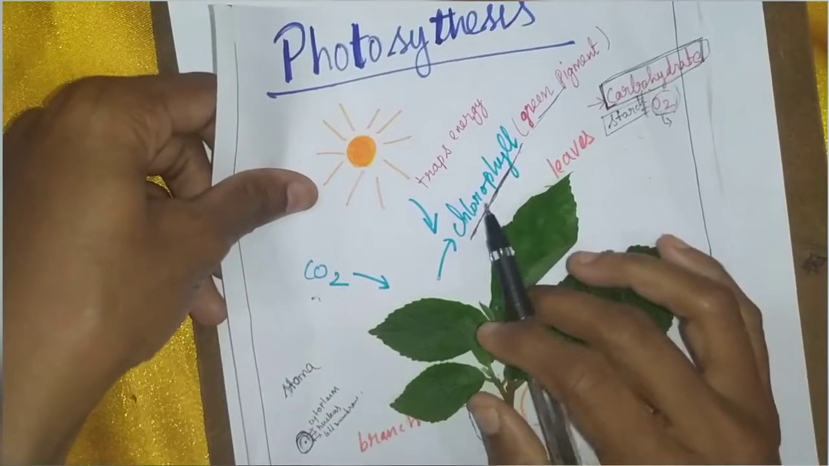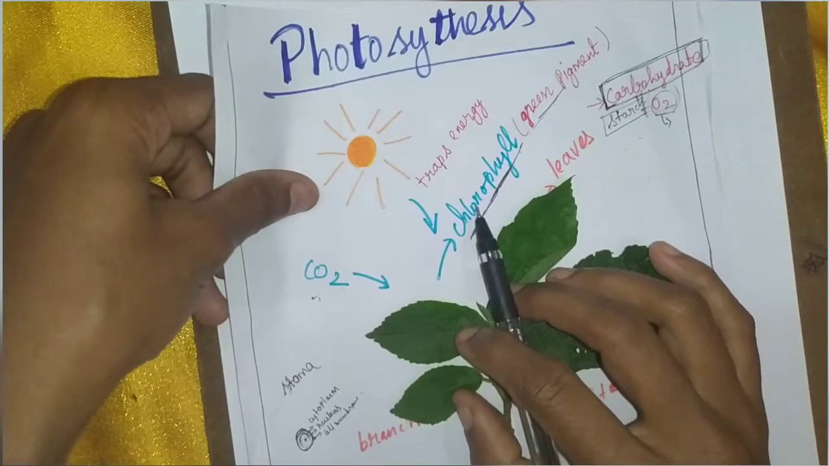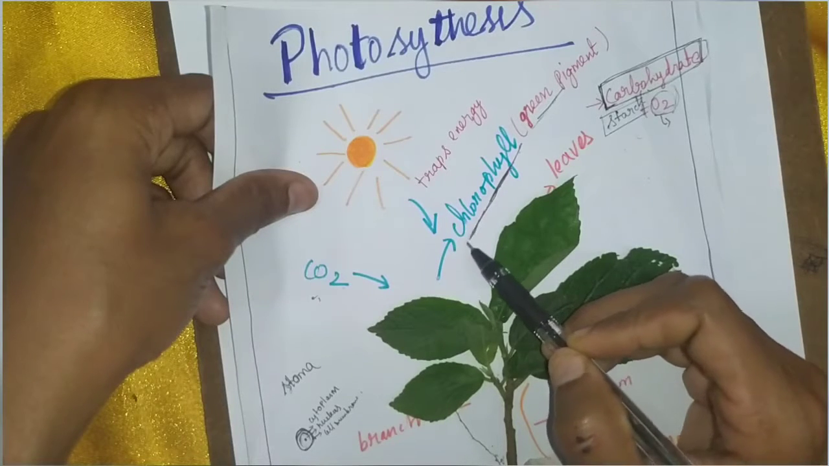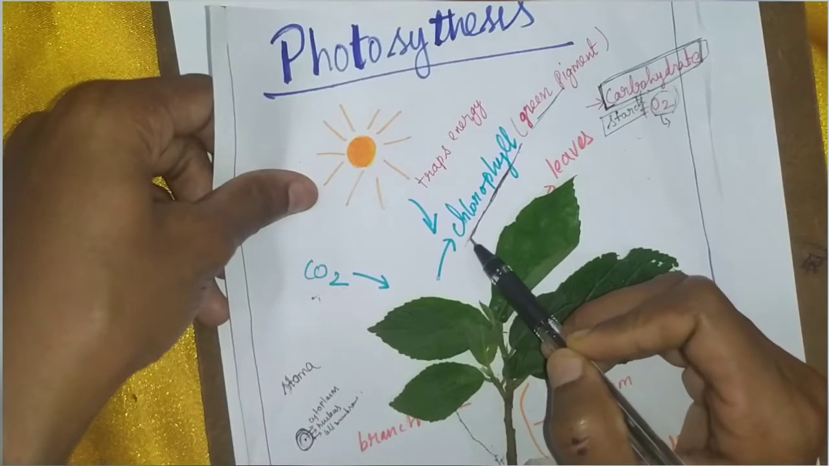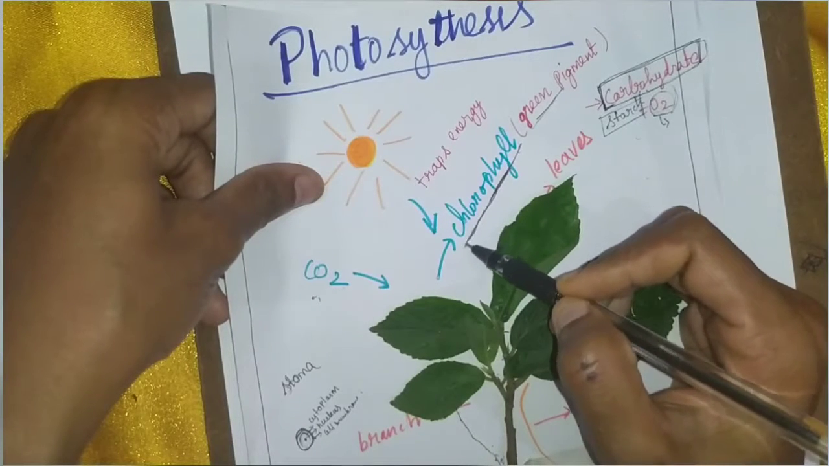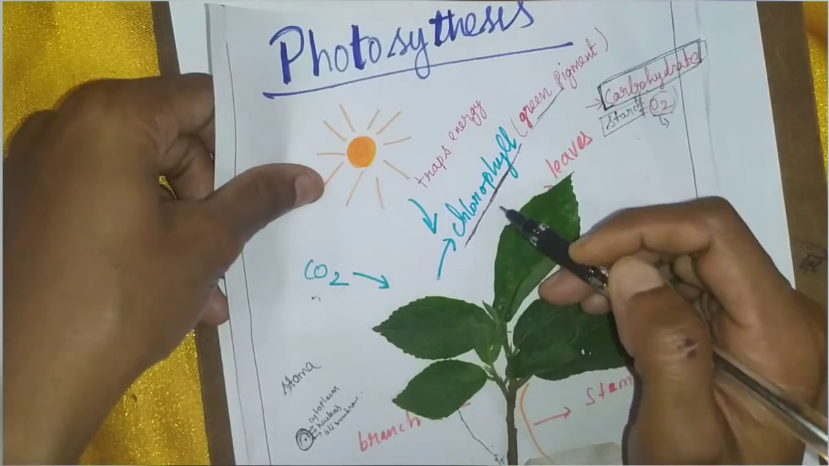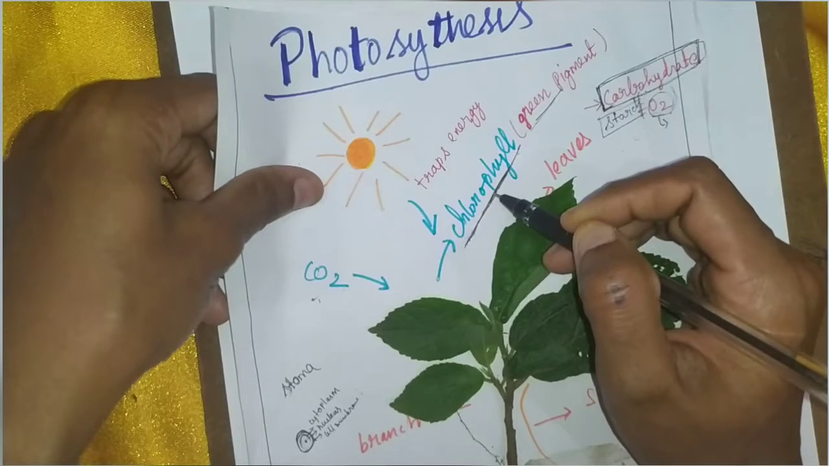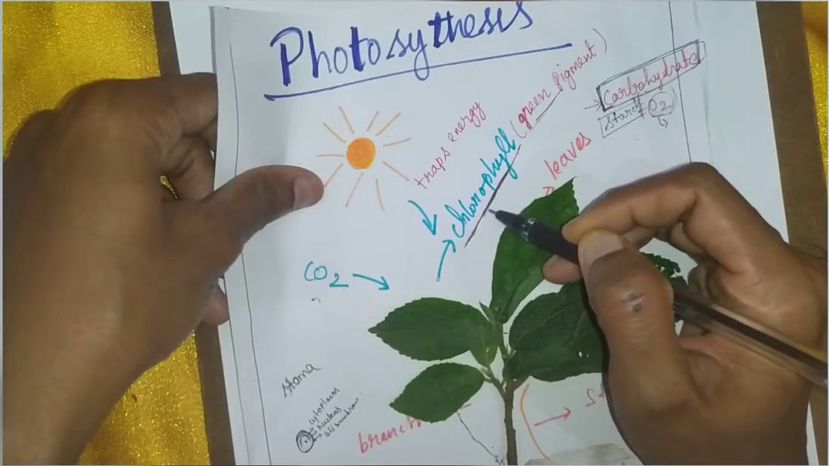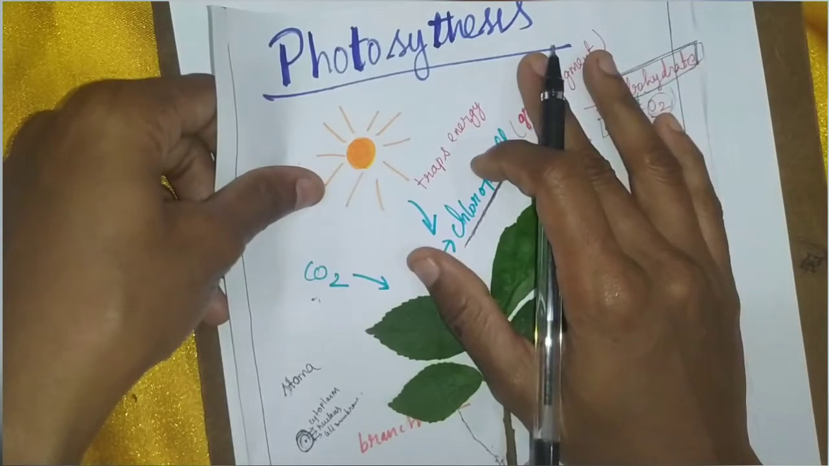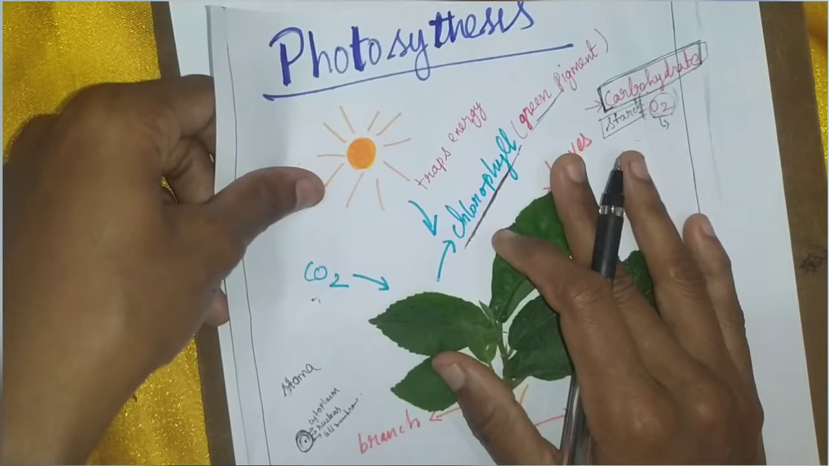And without energy, the photosynthesis process cannot take place. The plants which have chlorophyll are known as green plants. Green plants can do the photosynthesis process. And the plants which do not have chlorophyll are called non-green plants. Non-green plants cannot do photosynthesis, cannot prepare food. So they depend on other organisms, meaning they follow heterotrophic nutrition. This is about the photosynthesis process.